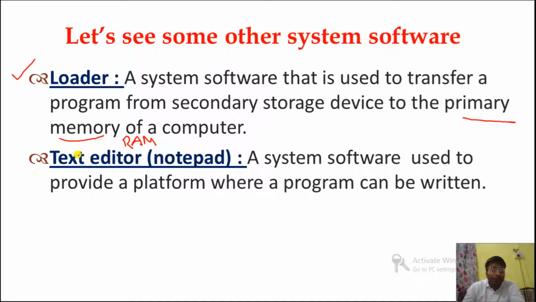Now text editor. What is a text editor? An example of a text editor is Notepad in our computer. It is a system software used to provide a platform, a kind of platform where a program can be written. Generally Java programming we can do in Notepad. Clear? So this is a platform where we can write the program.